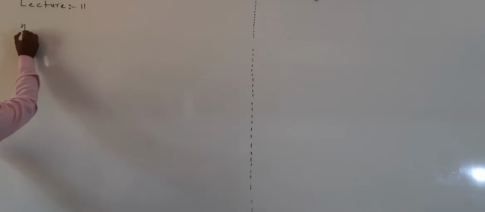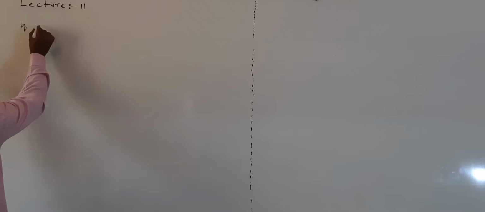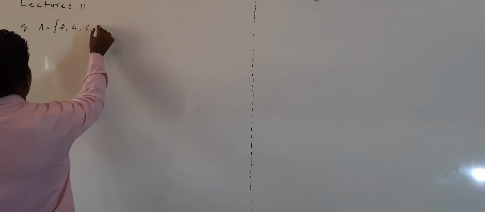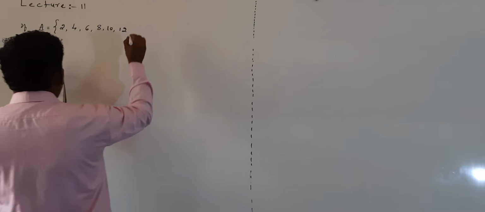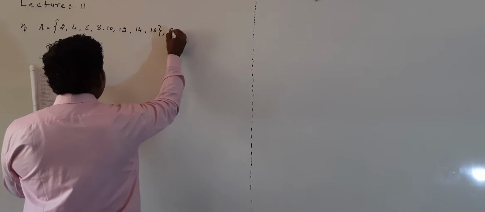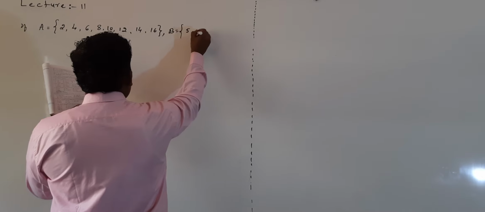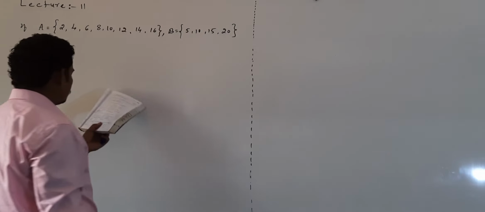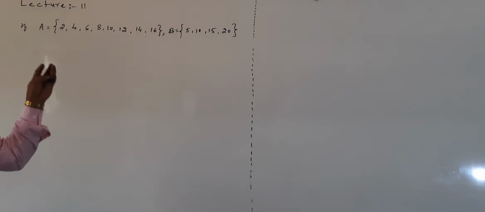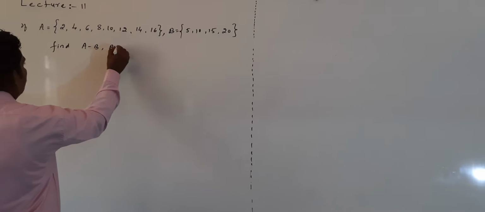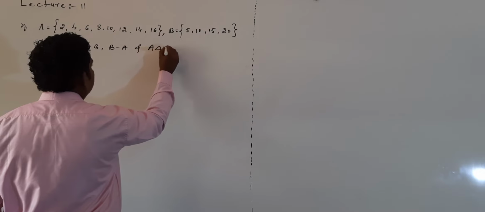If set A equals 2, 4, 6, 8, 10, 12, 14, 16 and B equals 5, 10, 15, 20, find A minus B, B minus A and symmetric difference of A and B.